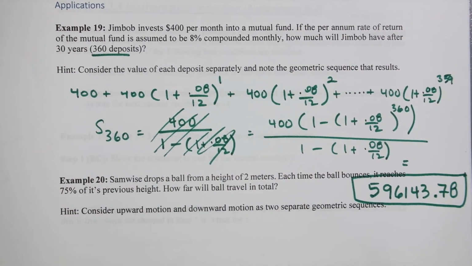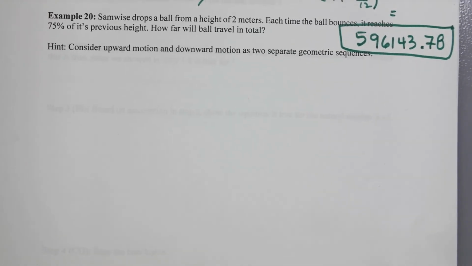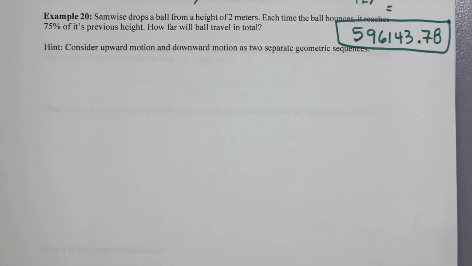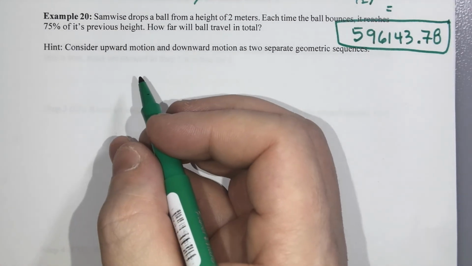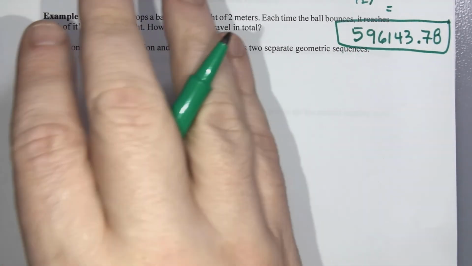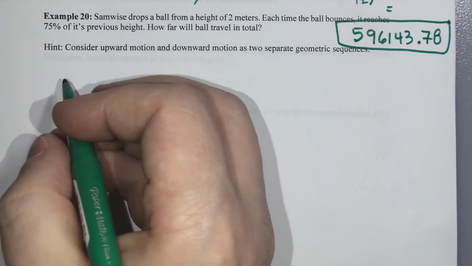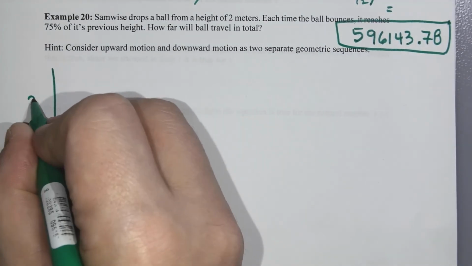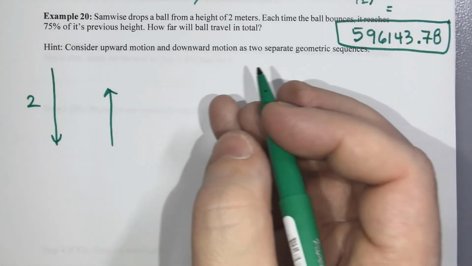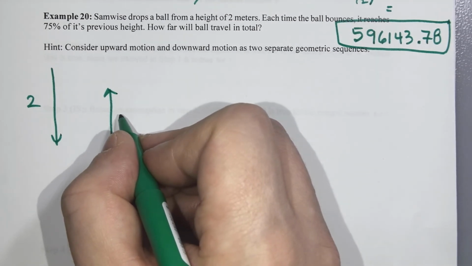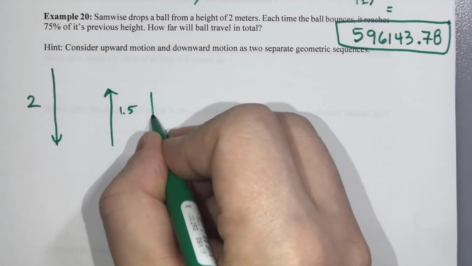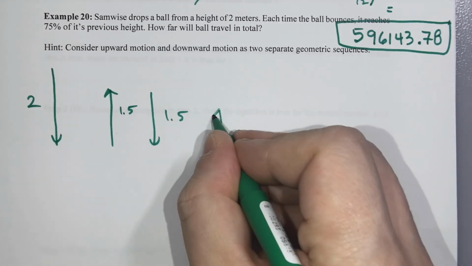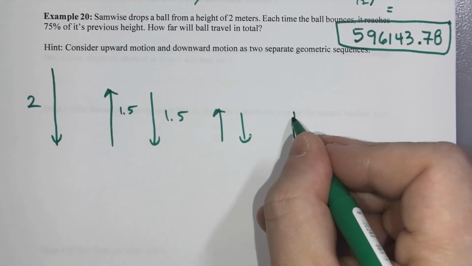Okay, our last problem is somebody named Samwise is dropping a ball from a height of 2 meters. Each time it drops, it goes to 75% of its previous height. So, what's going on here? This is going to be infinite, right? The ball keeps bouncing and bouncing and bouncing. So it drops 2 meters, bounces up to 0.75 times 2, which would be 1.5, comes down 1.5, bounces up, bounces down, bounces up, bounces down.